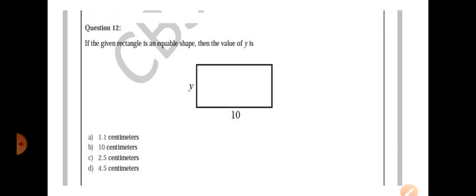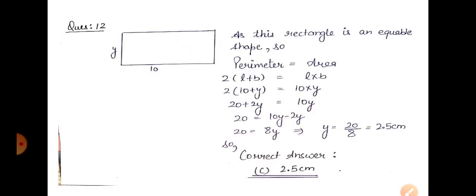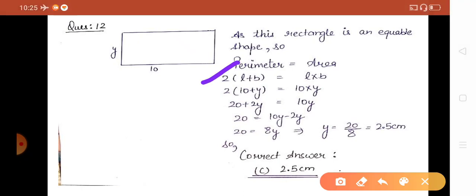As this figure is a rectangle and it is also an equable shape, that means the perimeter of the rectangle is equal to the area of the rectangle. So by using this, you have to find the value of y. So here is the solution. As this rectangle is an equable shape, the perimeter of the rectangle is equal to the area of the rectangle. That means 2 into (L plus B) is equal to length into breadth. So we will put the value of length as 10 units. Here also we will put the value of L.